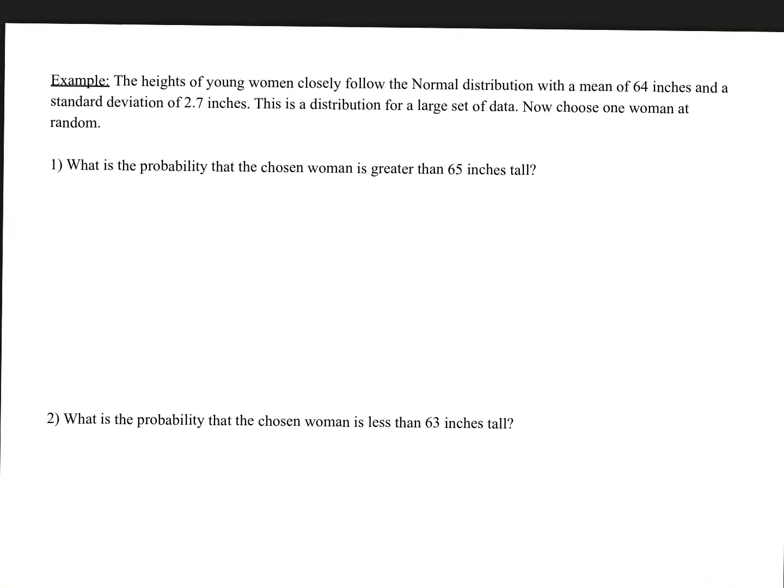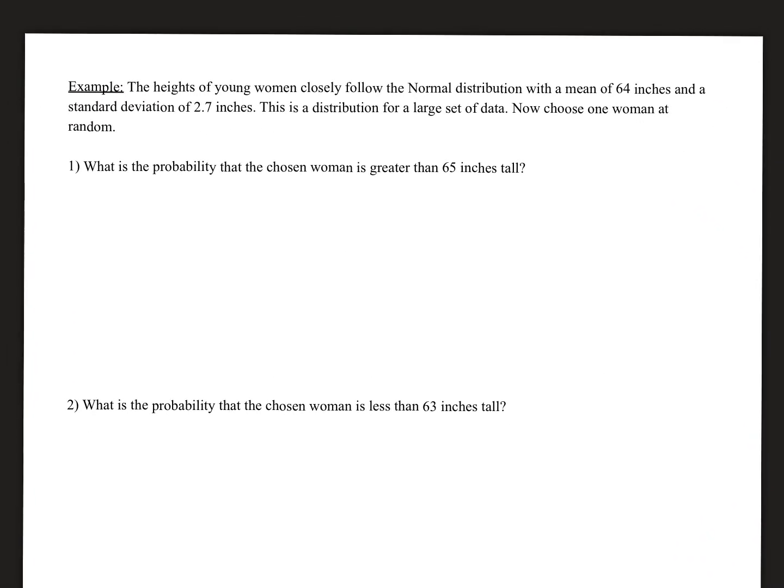So let's start with an example. The heights of young women closely follow the normal distribution with a mean of 64 inches and a standard deviation of 2.7 inches. So this is a distribution for a large set of data. Now choose one woman at random. So we want to know what's the probability that the chosen woman is greater than 65 inches tall. So we're trying to find the probability that x is greater than 65.